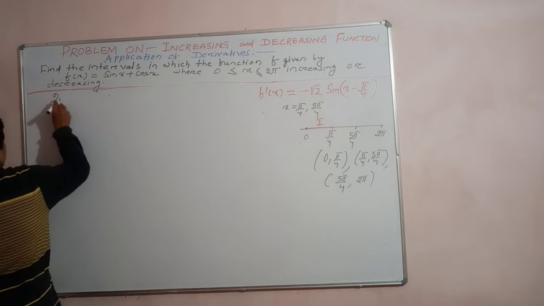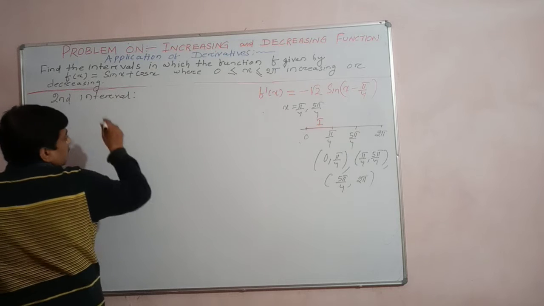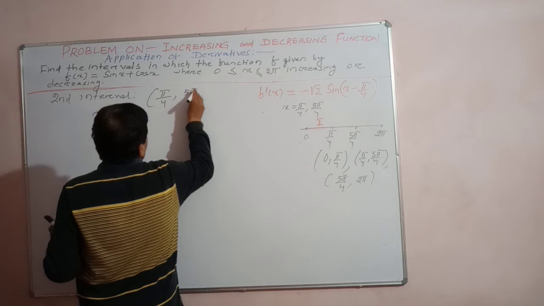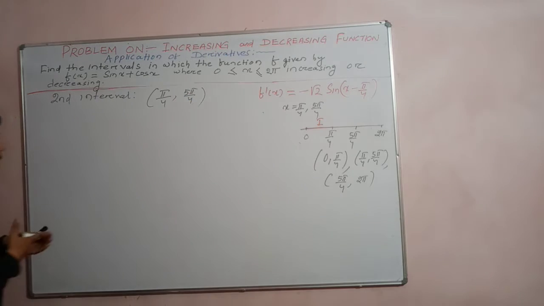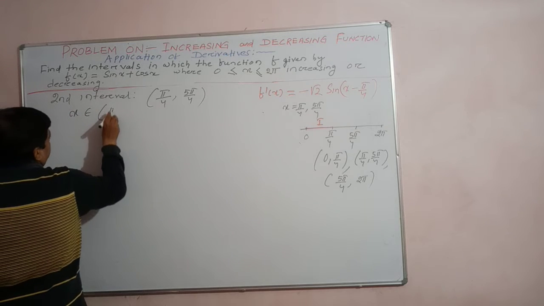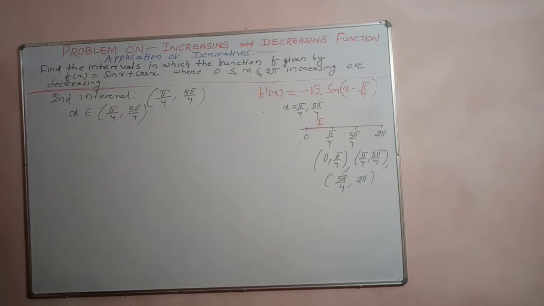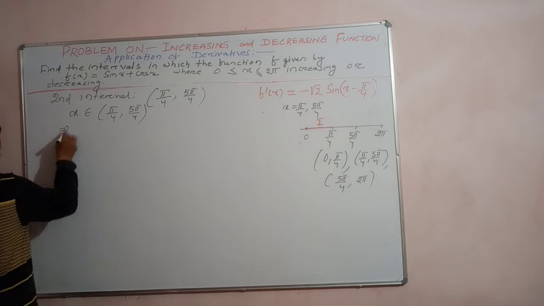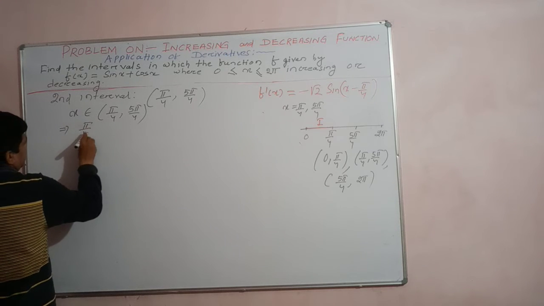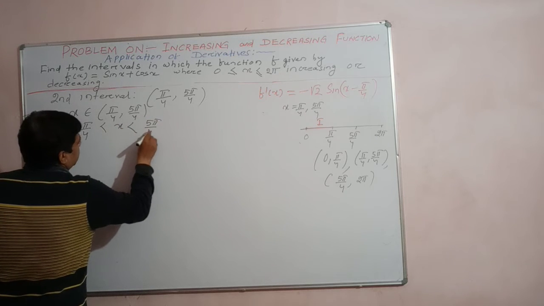Now let us come to the second interval. What is the second interval? Another interval is pi by 4 to 5 pi by 4. It means here x belongs to pi by 4 and 5 pi by 4. It means the domain of the function lies between pi by 4 to 5 pi by 4. It means pi upon 4 is less than x is less than 5 pi upon 4.